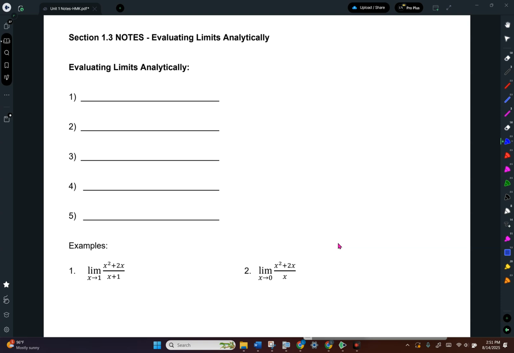So this is section 1.3 in honors calculus, and I think it would also be section 1.3 in AP, although there'll probably be two videos for AP.